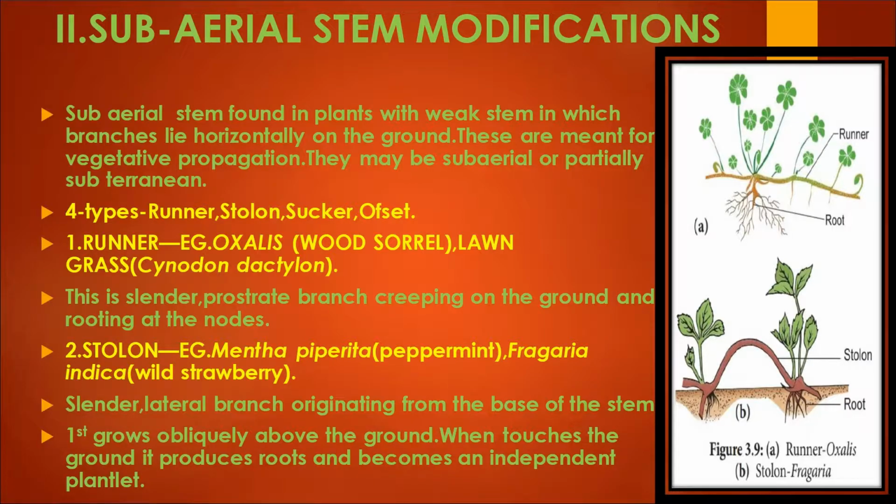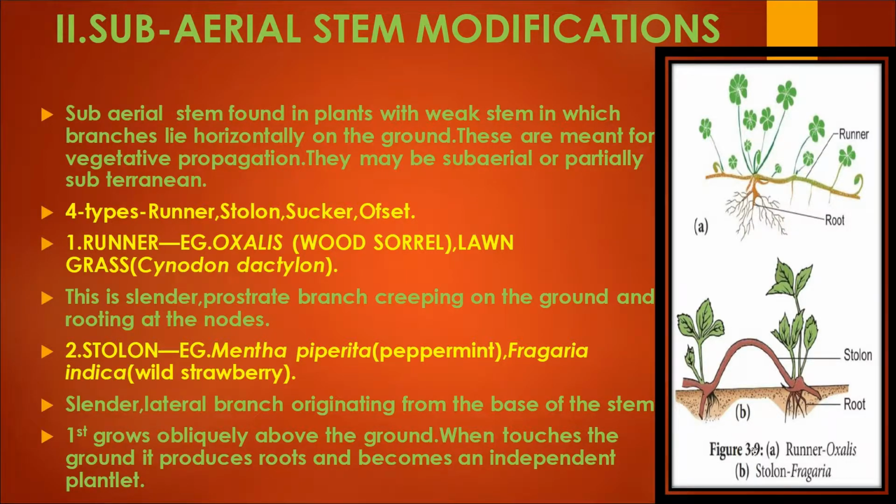First one, runners. Runners, example Oxalis, which we can see in this picture, and lawn grass, that is Cynodon dactylon. So here the stem will be slender and prostrate and its branches creep on the ground and roots will be produced at the nodes. You know what are nodes? Nodes are the point of attachment of leaf on the stem. So roots will be produced at these nodes, by which it can also be propagated.